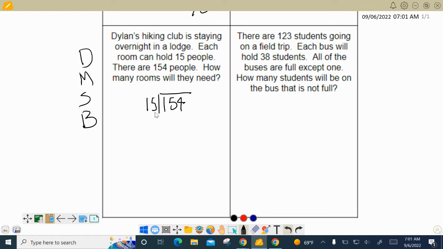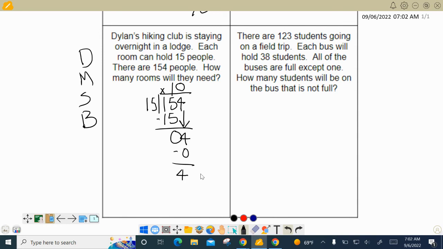All right, for this one, I know that 15 can't go into 1, so I'll use my next digit. 15 can go into 15 one time. 1 times 15 is 15. Subtract, I get 0. Bring down that 4, and I have 15 into 4. I know that 15 goes into 4 zero times, so it's a 0. 0 times 15 is 0, and there's a remainder of 4. Now it's time to interpret that remainder.